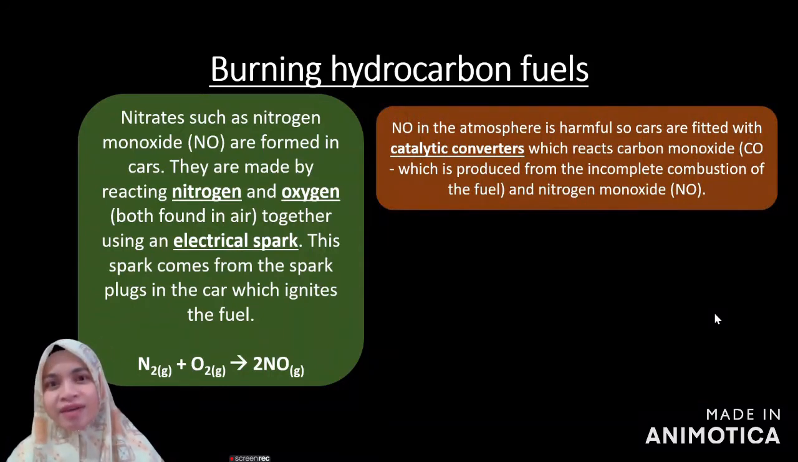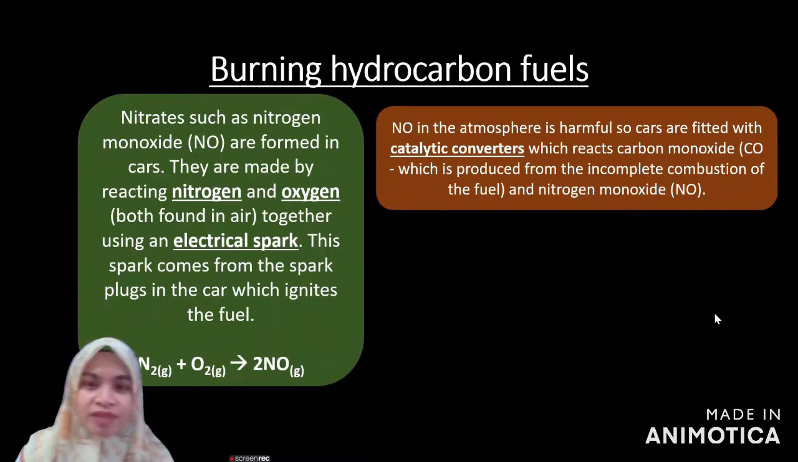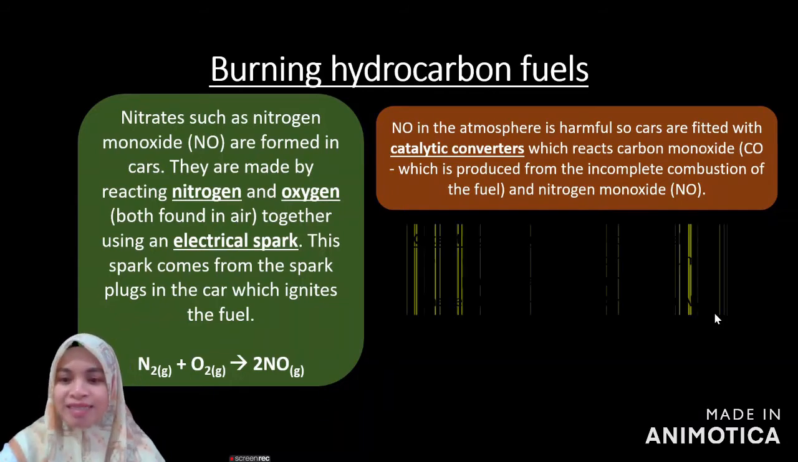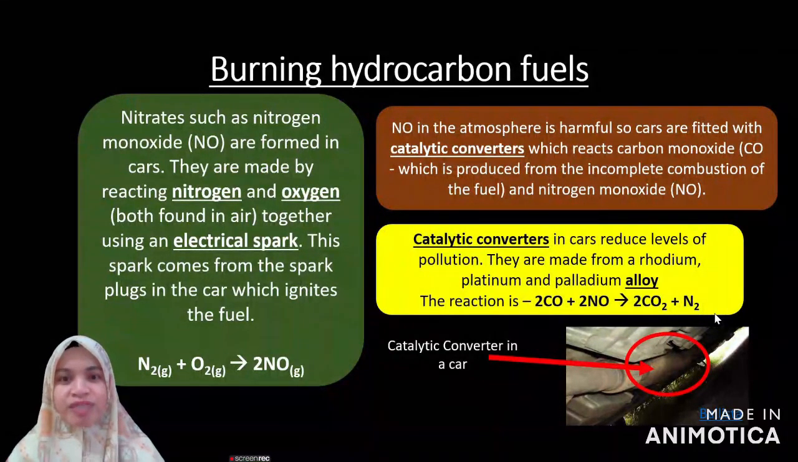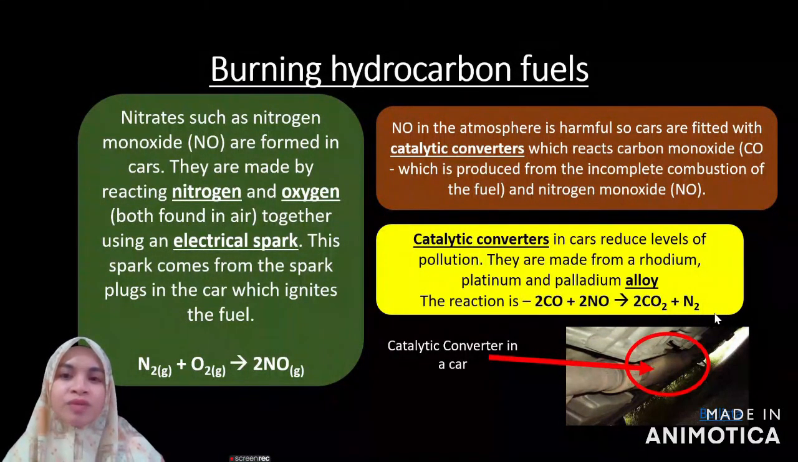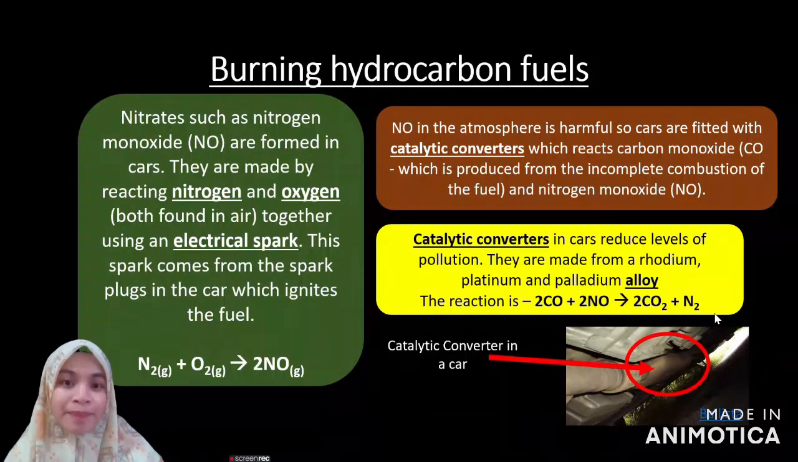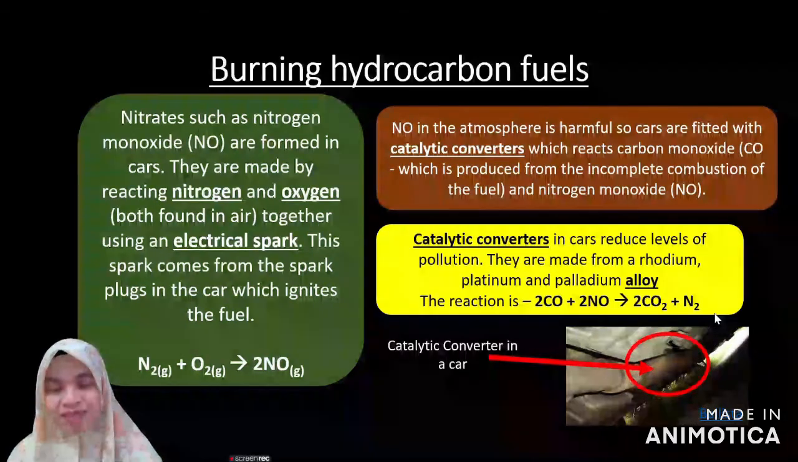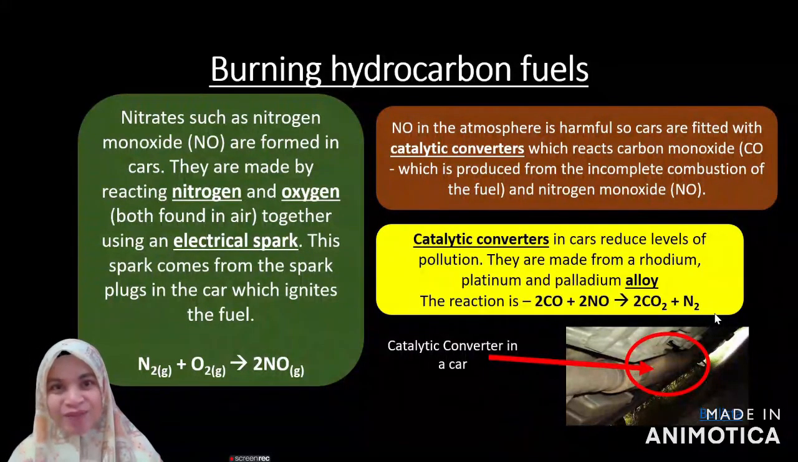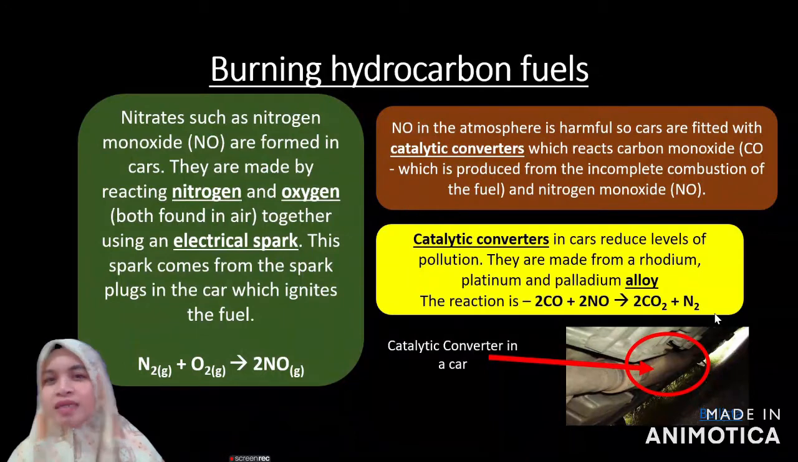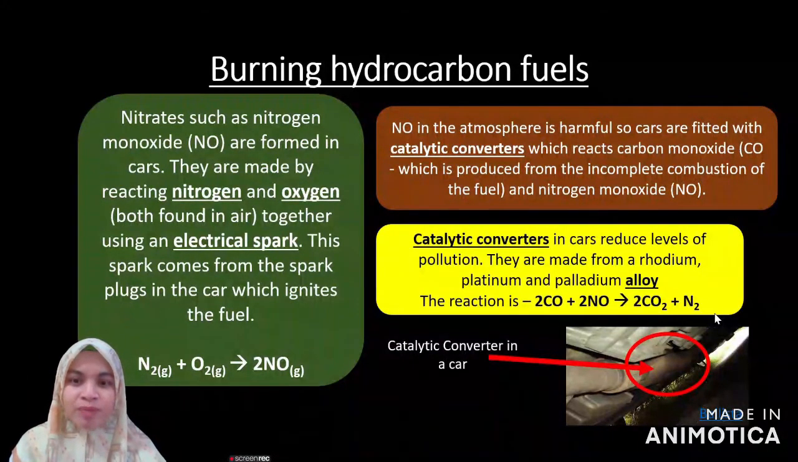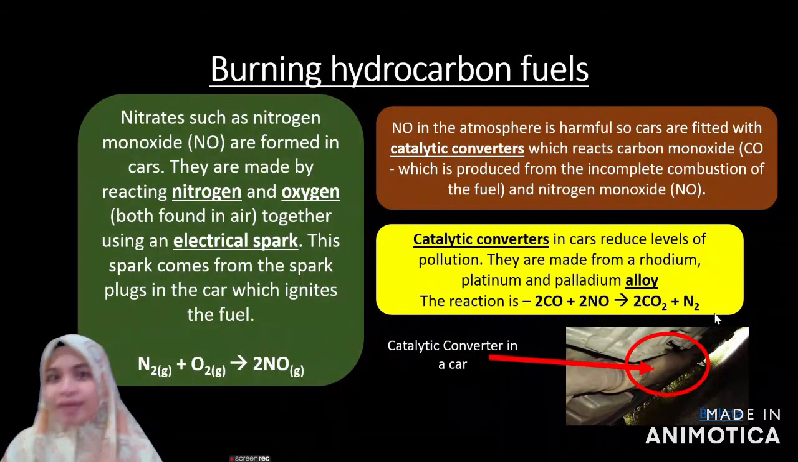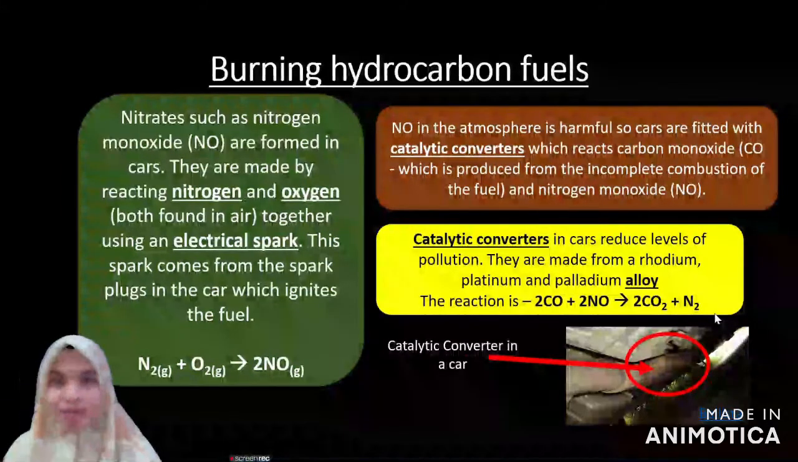So in cars, they have these catalytic converters. What are catalytic converters? Their function is to reduce the levels of this pollution. They are made from rhodium, platinum, and palladium alloy. Carbon monoxide, which comes from the incomplete combustion of the fuels, will react with this nitrogen monoxide, and this reaction will produce less harmful gases, which are carbon dioxide and nitrogen gas.